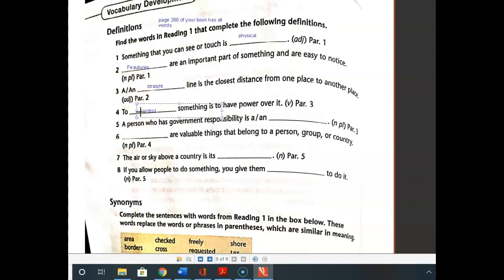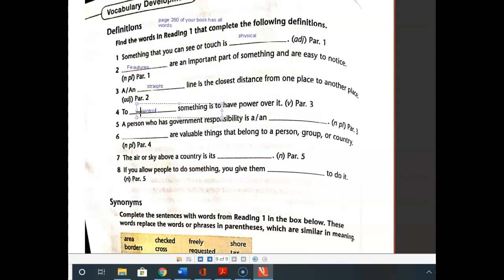For example, I control my children's bedtime. Okay. The government controls Harper College. It's true because Harper College is a part of the state of Illinois government.